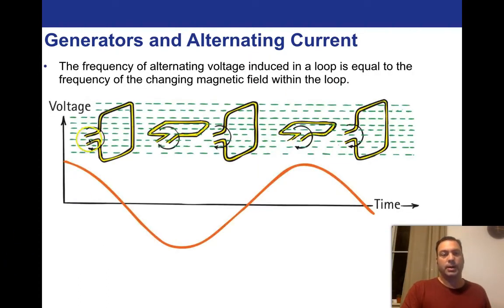And here we see the loop as it spins around. The frequency of alternating voltage induced in a loop is equal to the frequency of the changing magnetic field within the loop, right? So as the loop spins, in the United States, it spins at 60 hertz or 60 cycles per second. So the loop is spinning at 60 hertz. That's our goal. And that's exactly what we see in our AC current.